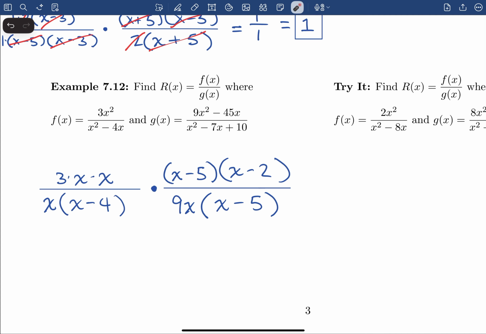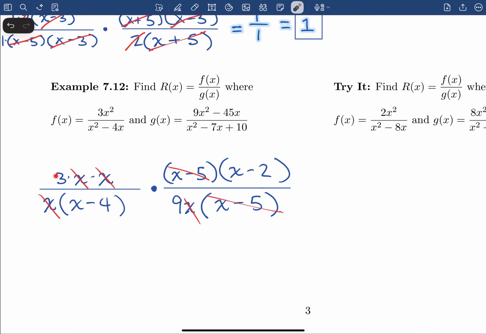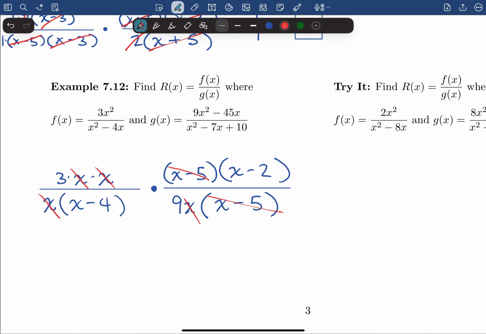And now it's time to get out my red canceling pen, to see what cancels. Well, the factor x minus 5 cancels the factor x minus 5. And this factor x cancels this factor x. And this factor x cancels that factor x. And I see a 3 over 9. The factors 3 and 9 are reducible, right? 3/9 is the same thing as 1/3. So I can reduce that fraction. And that's everything that I can find that cancels.